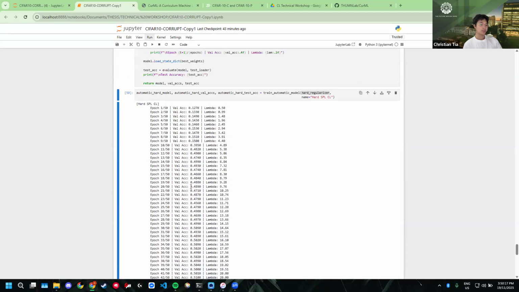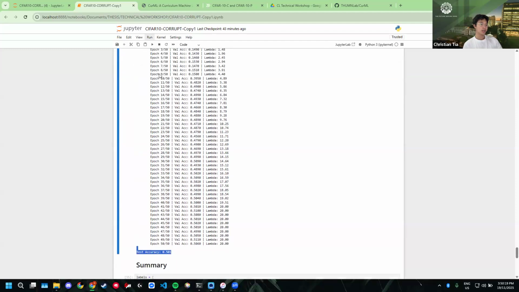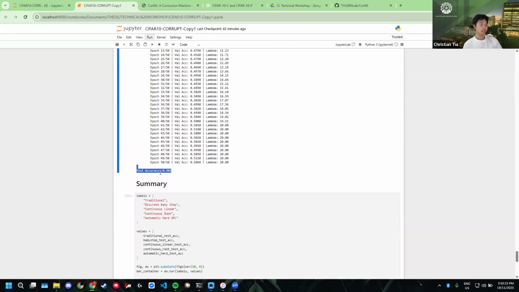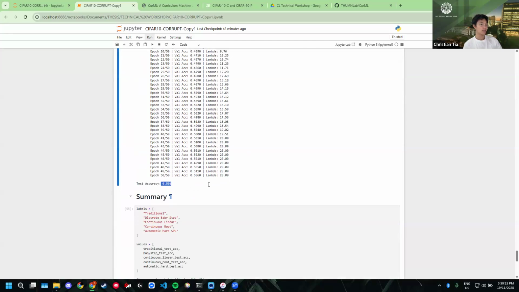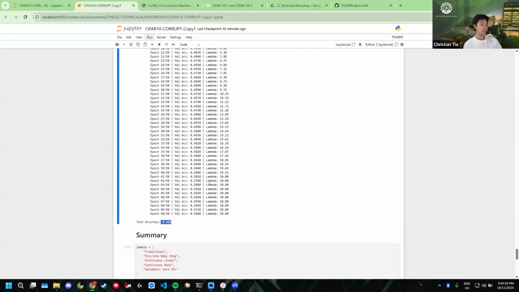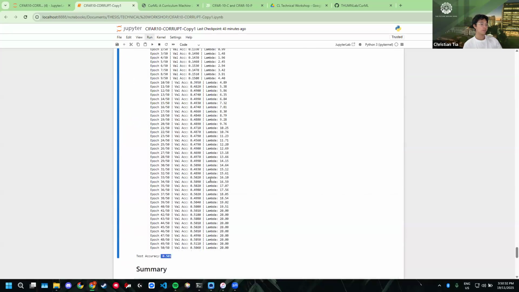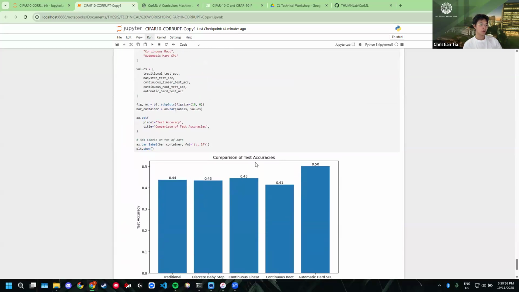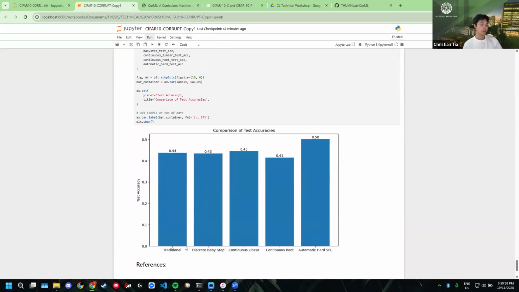And actually, test accuracy for the hard SPL or hard self-paced learning curriculum learning is the highest, with accuracy of 0.501. So that's 0.6 or 6% better than the baseline model. So this is a summary right here of the test accuracies using the different methods. These 3 right here are predefined CL, and then we have one automatic CL, which performed the best.